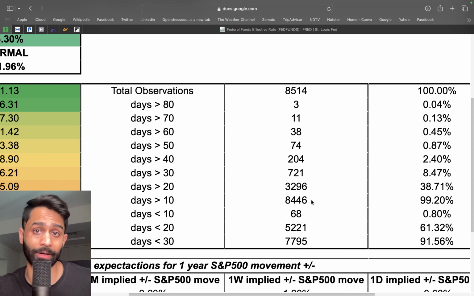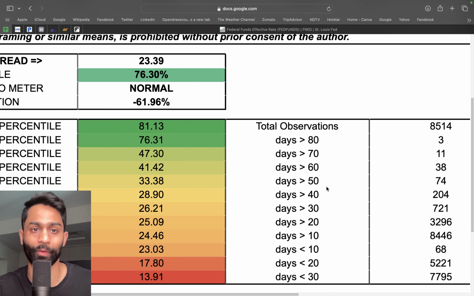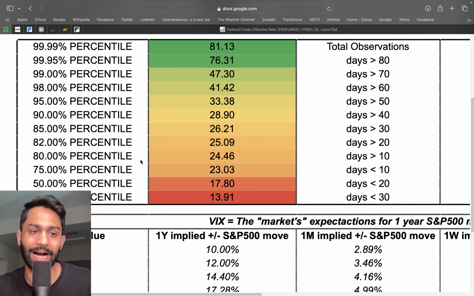And since we are above 20, but a little bit under 30, we are at 3,296 observations, so 38.7% of the times in the last 33 years, volatility has spent above 20 but below 30. And that's where we are right now. We're just over 23, and we are in the 76th percentile. And the higher it goes, of course, the higher it goes in percentiles: 90, 95, 98%, 99%.